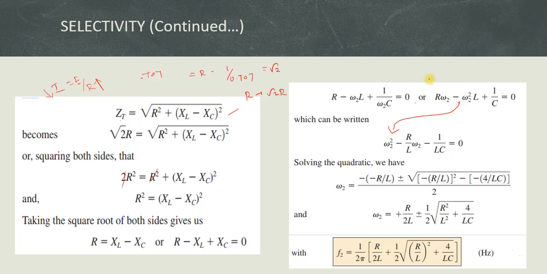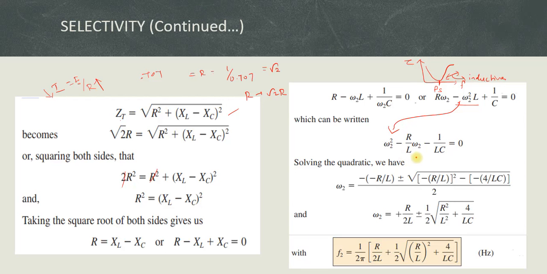Why? Because if it is the upper cutoff frequency, we know from the diagram, this is the frequency response characteristic, this is the impedance and this is the frequency. After the resonant frequency, when the frequency is greater than the resonant frequency, my circuit will act as an inductive one. We know that, so I consider this term as positive and just rearrange this equation.